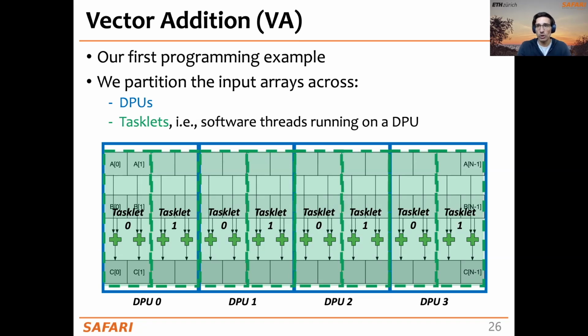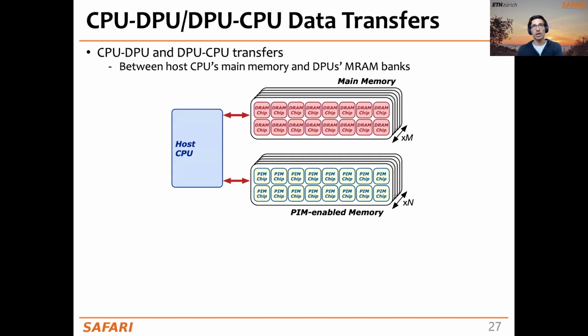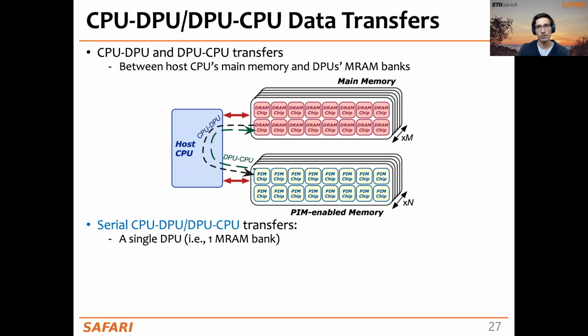But before we start computing on these arrays, we need to move these arrays from the main memory of the CPU to the PIM-enabled memory. And to do so, we use CPU to DPU data transfers, where we move data from the DRAM chips to the PIM chips that you can see in the image. After performing the computation on the PIM-enabled memory, the host CPU can retrieve the results by using DPU to CPU transfers.